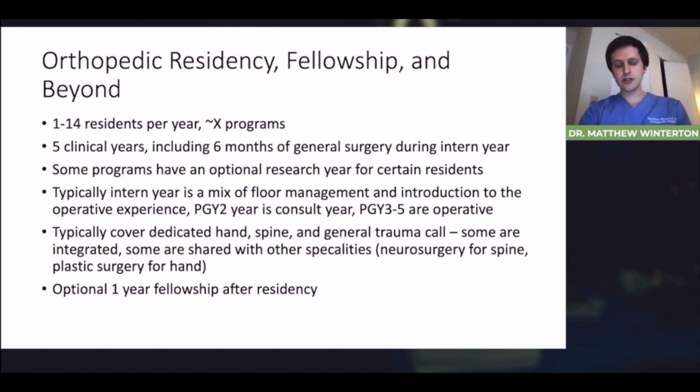Intern year is important for you to learn how to take care of patients after surgery, before surgery, and any complications that are medical that arise from surgery.